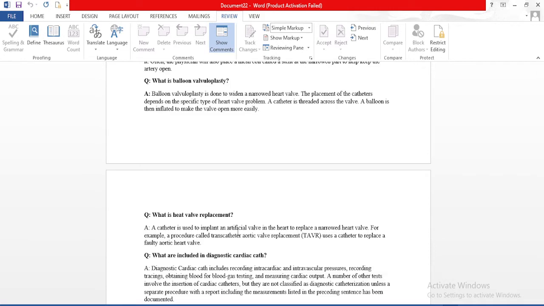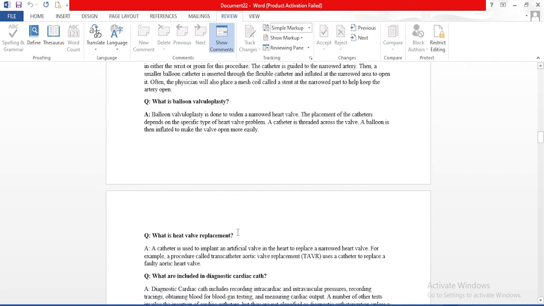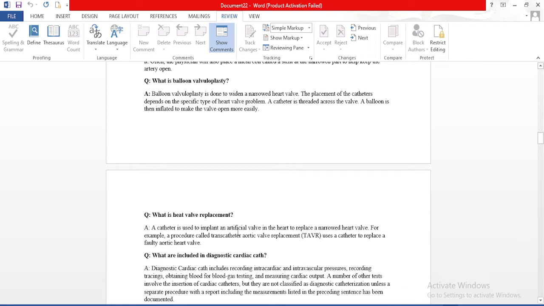What is balloon valvuloplasty? Balloon valvuloplasty is done to widen a narrowed heart valve. So angioplasty means narrowed blood vessels, balloon valvuloplasty means narrowed heart valves. As you know, we have the aortic valve, tricuspid valve, a few valves in our heart. Whenever those valves get blocked, the physician may perform balloon valvuloplasty. The placement of the catheter depends on the specific type of heart valve problem. So based on the heart valve damage, the physician will perform balloon valvuloplasty. Here a catheter is threaded across the valve. A balloon is then inflated to make the valve open more easily.